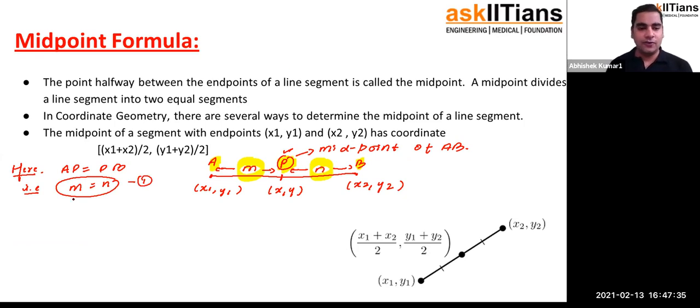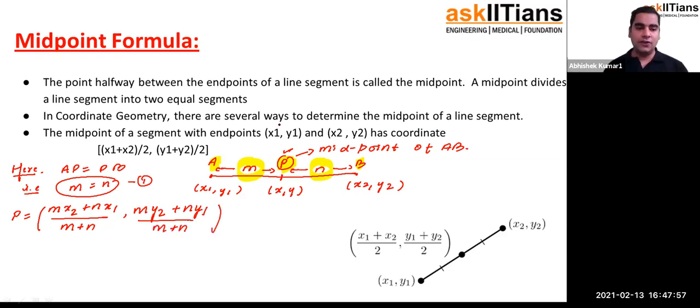Now, if I use the section formula, the coordinates of point P will be given by mx2 plus nx1 upon m plus n, and the y coordinate will be given by my2 plus ny1 upon m plus n. But you know what's the best thing here? The point we need to keep note of is that m and n are both the same. So you can either replace n by m or replace m by n, and let's see what we are going to get.